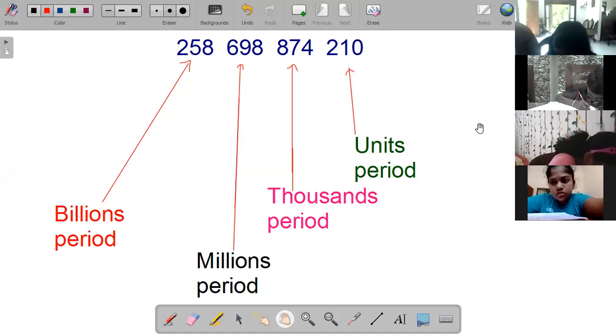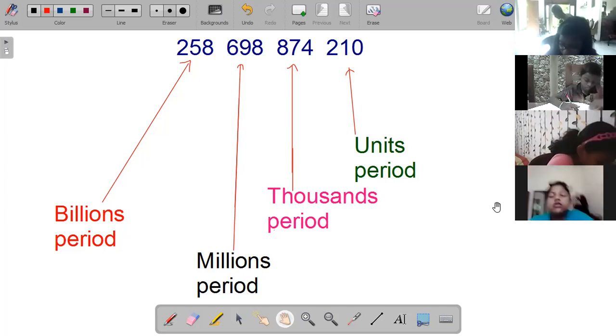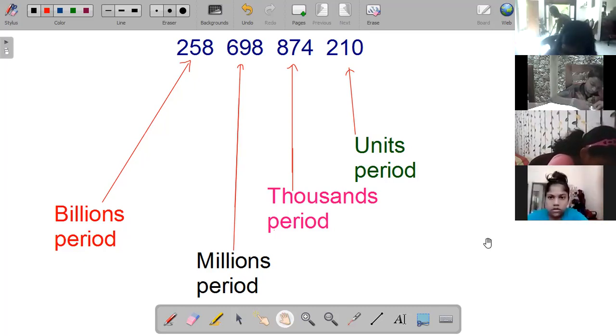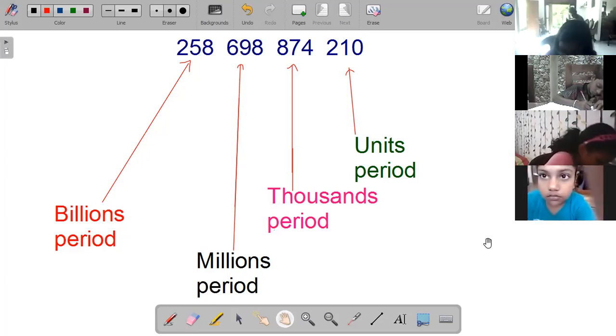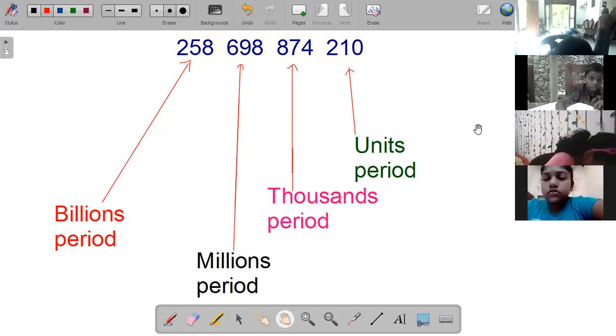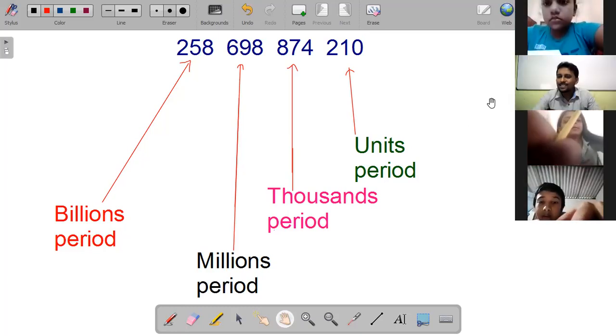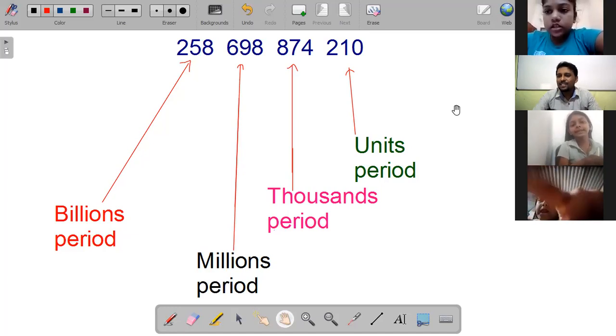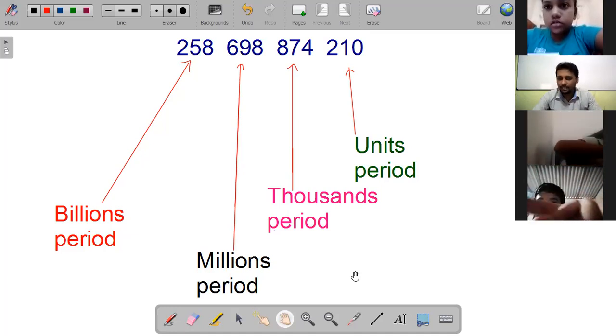Right, are you clear? Period names. Right, unmute and give the answers, all of you. What is the last period name? Unmute the answers then. Units period. Before the units period: thousands period. Right, thousands period.